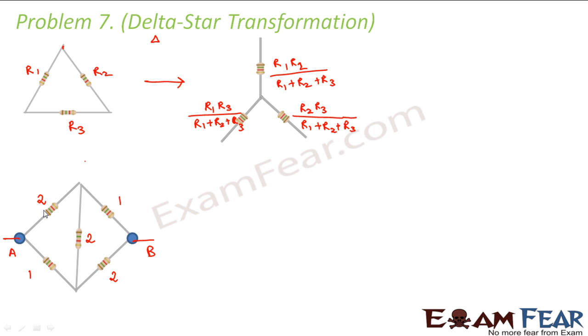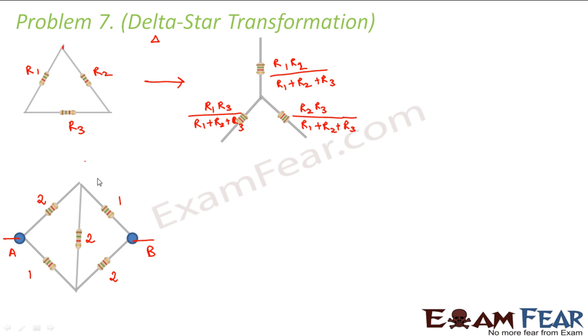By looking at this figure, the first thing that will strike your mind is the Wheatstone bridge. Now if you quickly apply the rule of Wheatstone bridge, R1 by R2 is 2, and R3 by R4 is 1 by 2. That means R1 by R2 is not equal to R3 by R4. Therefore, the bridge is not balanced here, and we cannot apply the rule of the Wheatstone bridge. So this delta star transformation is an alternative method to solve problems where the Wheatstone bridge is not balanced.